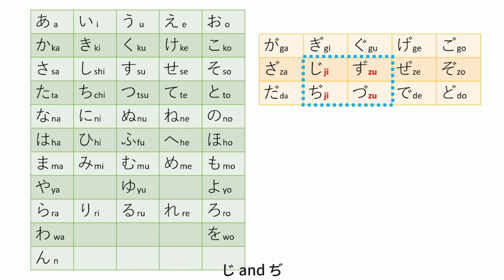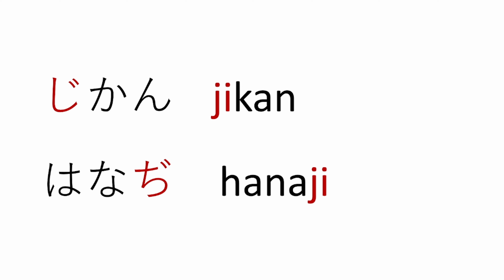Ji and ji, z and z have the same pronunciation in each pair. Well, the use of these two groups is very specific. Which one is used in which word is a fixed combination. For example, 時間、鼻血.